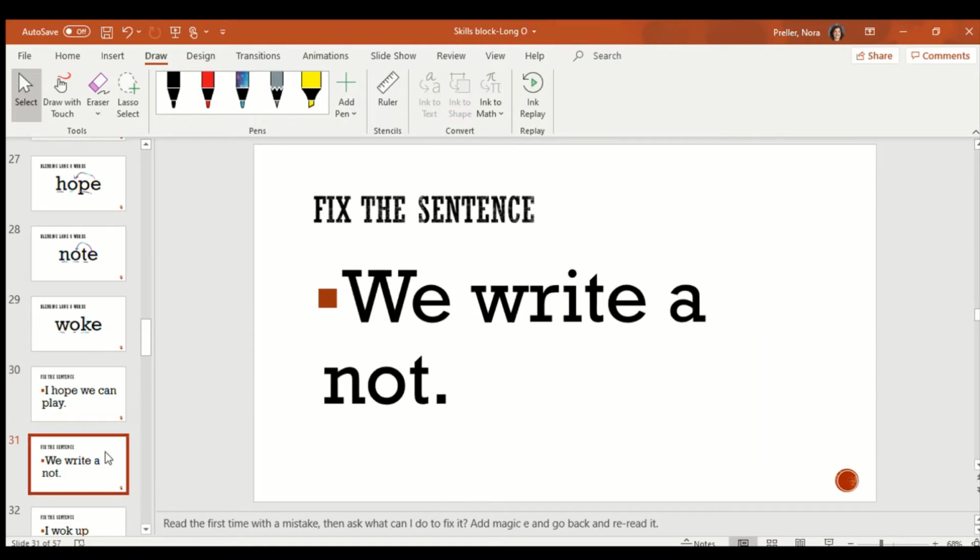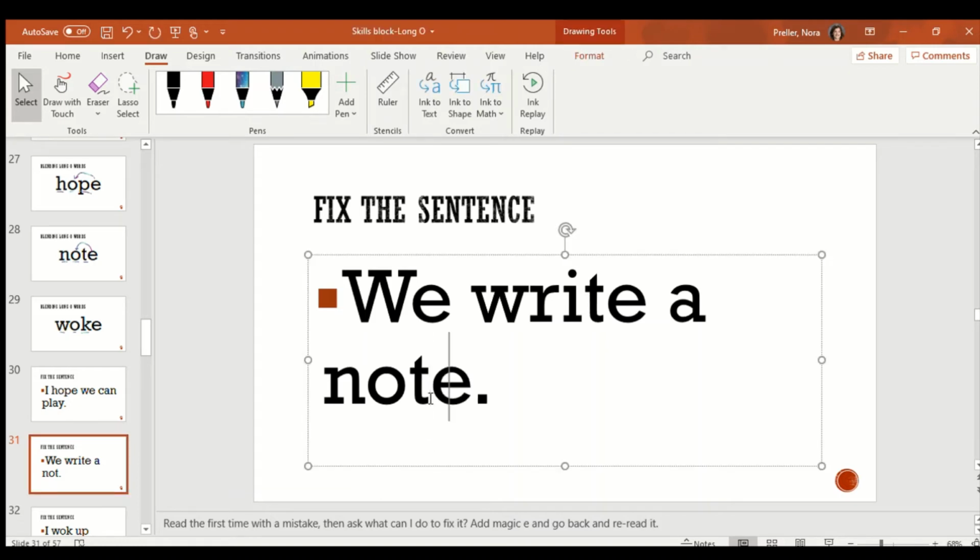Let's try again. Remember, I'm reading the sight words I know in a snap. We write a not. Does that make sense? No. What's something that you would write? Yeah, a note. We write a note. Now we have to turn this word not into note. How are we going to do that? That's right. We got to add the bossy E because the bossy E is going to make the O say O. And when I sound it out, it'll sound like this. Note. We write a note.